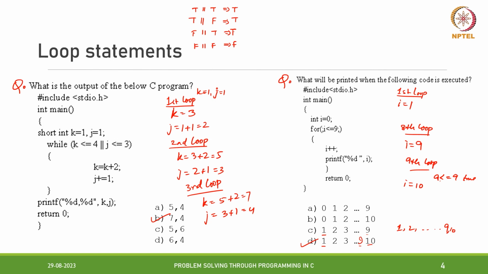Then it goes back and checks for a 10th loop. It checks this conditional, 10 less than or equal to 9, which is false. Now if it is false, then it will exit the loop there itself.